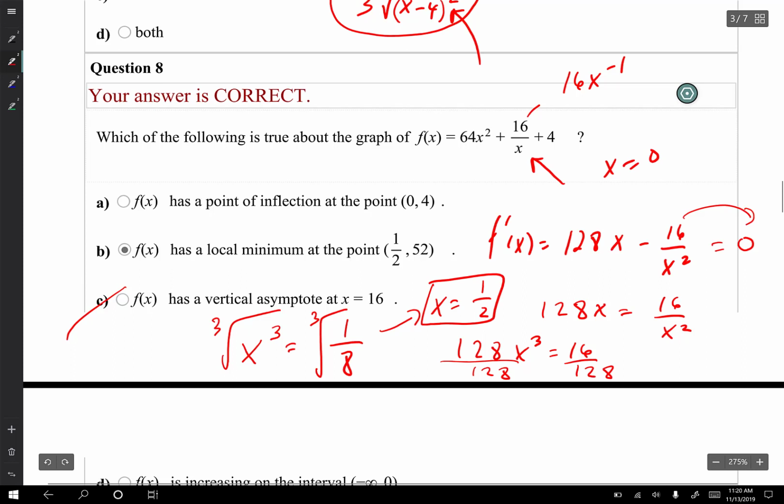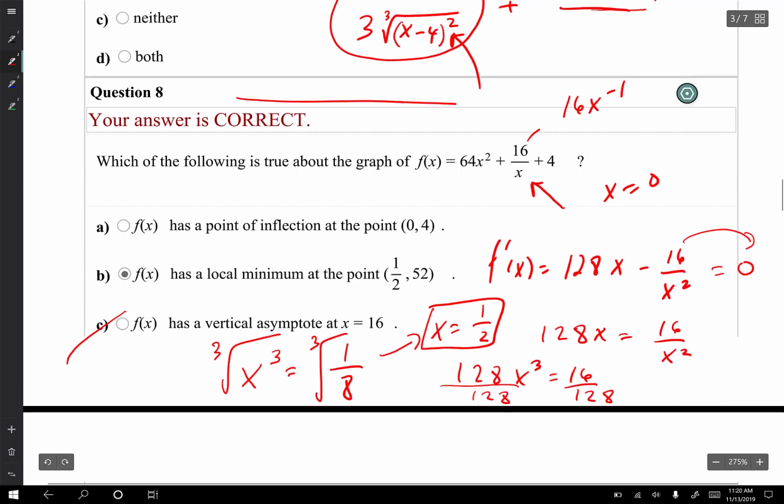So I'm going to be checking out my critical point here. So here is my f prime graph. I have a little stick at 0 because that's my vertical asymptote, and a little stick at 1/8. So if I choose a negative number like negative 10, 128 times negative 10 is a relatively big negative number. Negative 10 squared is 100. 16 over 100 is going to be a small number. So negative minus some little number. It's going to be negative.